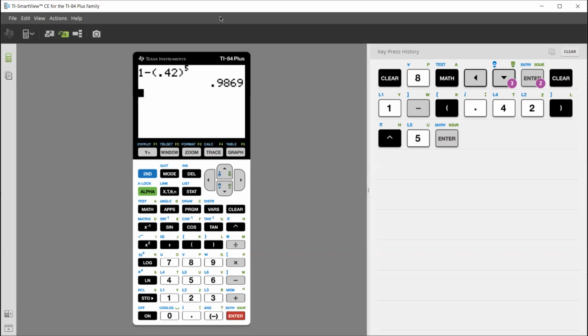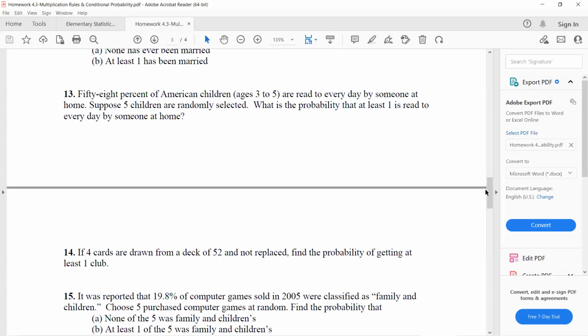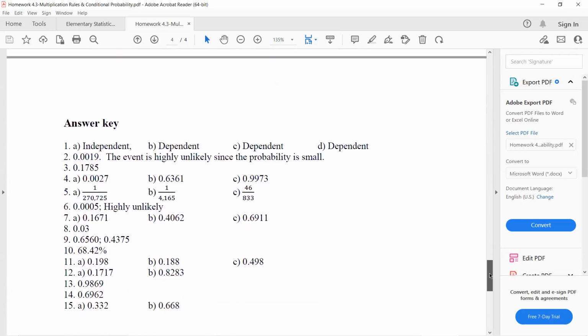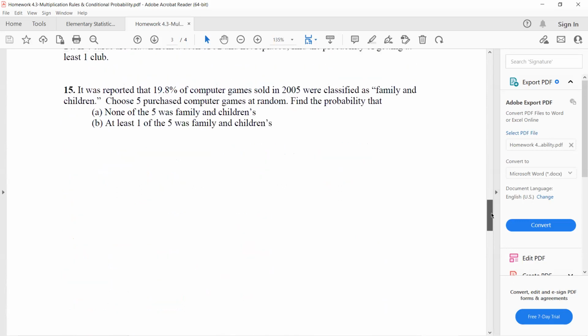That was 13, which matches what the answer key says. Any questions about that one? No? Okay. 14.